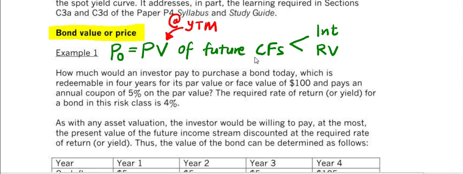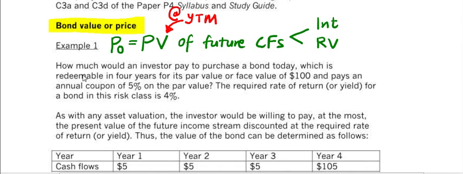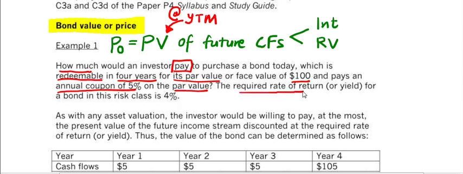Now, this example, we have it here. How much would an investor pay? That means we want to find the price to purchase the bond today, which is redeemable in 4 years for its par value. The redemption value is at par value or face value of 100, and it pays an annual coupon of 5% on the par value. The required rate of return or yield for a bond in the class is 4%.